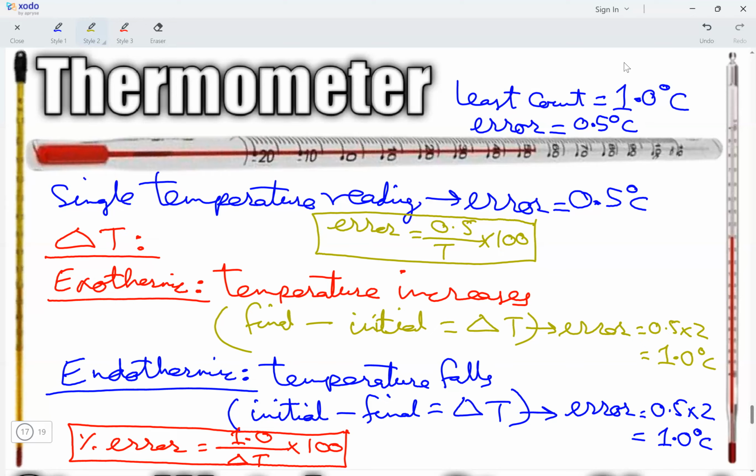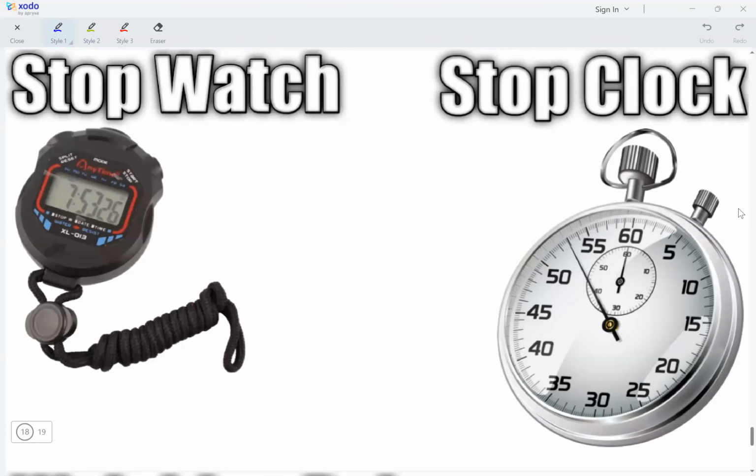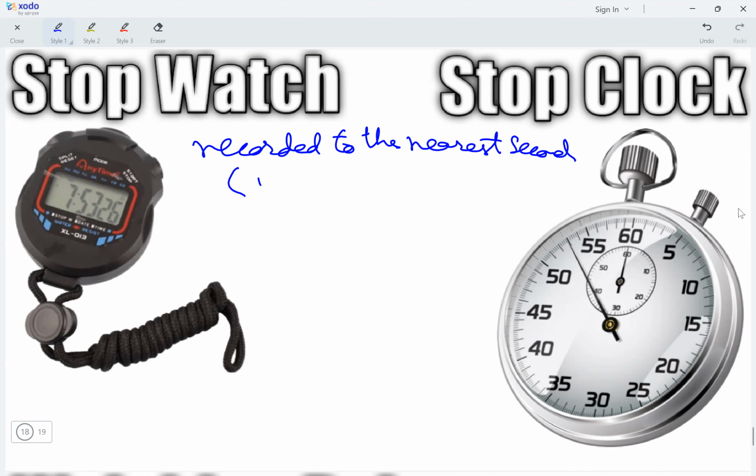A stopwatch or a stop clock is a piece of lab apparatus used to measure time, especially during rate of reaction experiments. So, when we use a digital stopwatch, the time that we can see as stated in the readout is 7 minutes, 53 seconds, and 26 microseconds. So, we need to remember that time is recorded to the nearest second, which means that time would always be recorded in whole numbers.